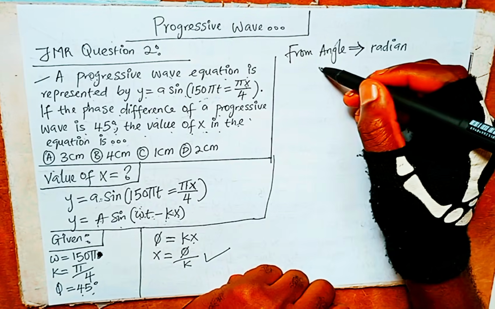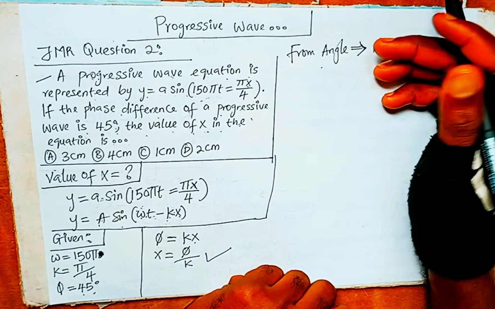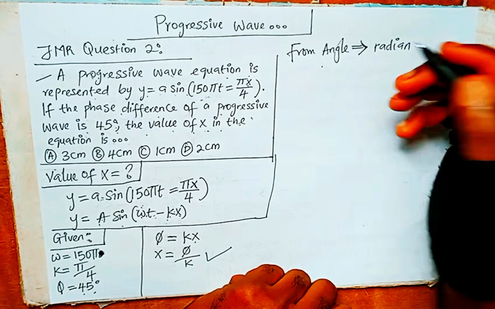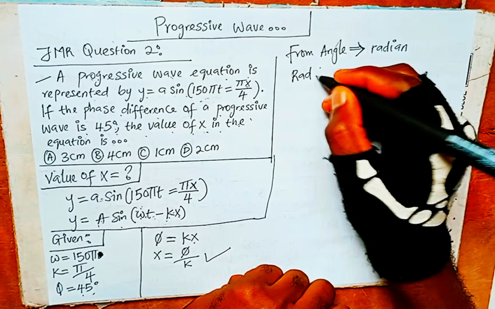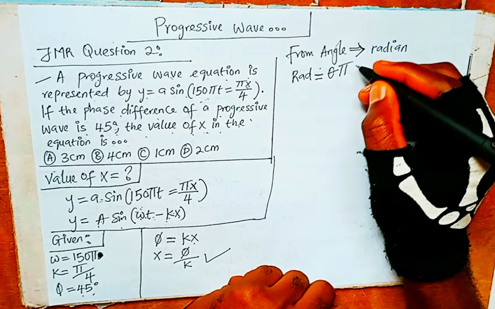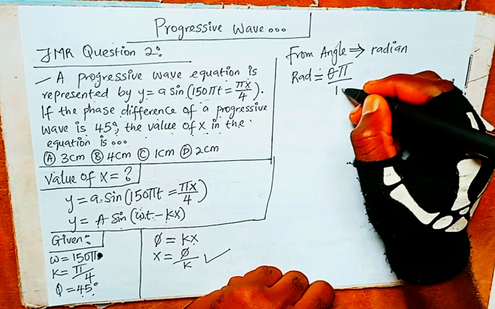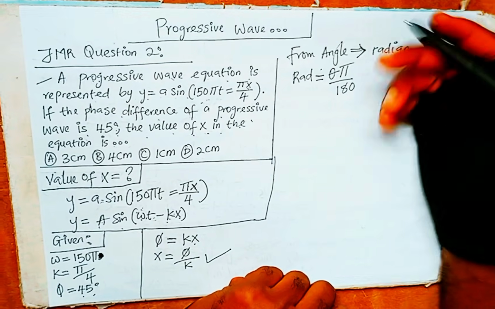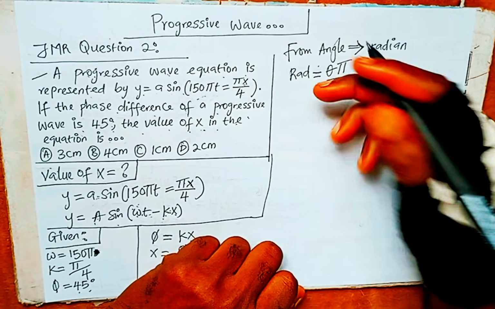So converting from degrees to radian is very easy and very simple. Apply the formula: radian, or rad, is equal to theta times pi over 180 degrees, where theta is the angle. It is a very easy and cheap formula.